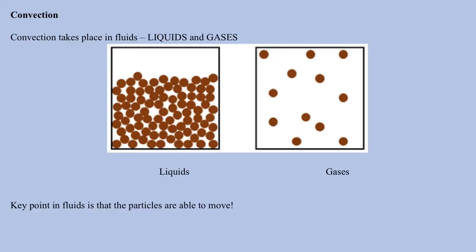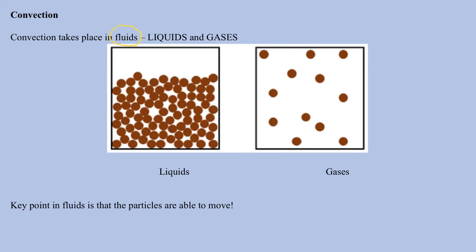So we've done conduction. We've shown how it can be modelled. We're now going to look at convection. Now, first thing we need to know is convection takes place in fluids. And our two types of fluids are liquids and gases.